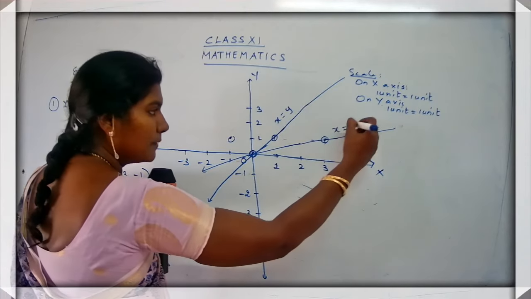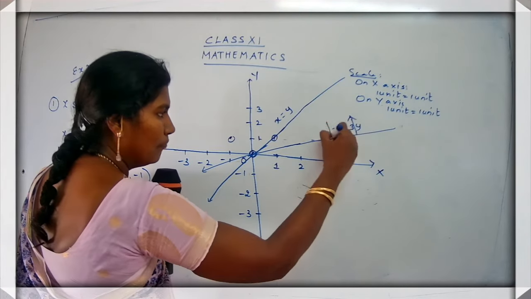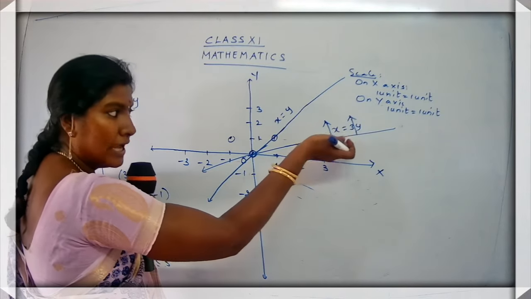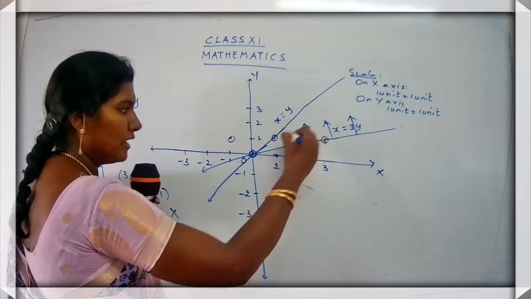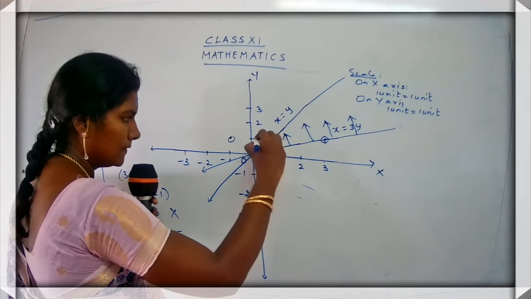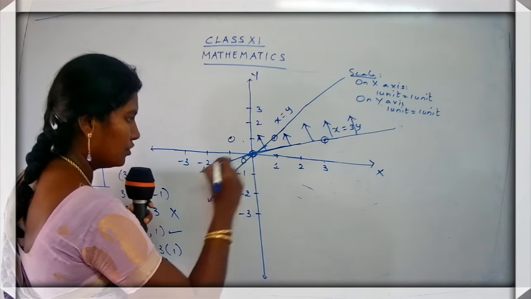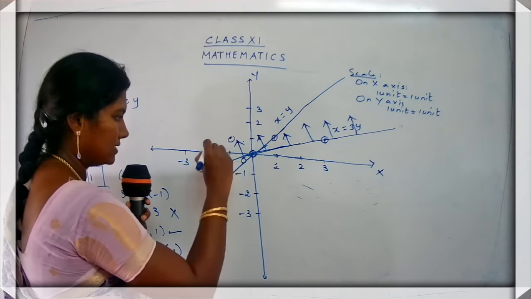So above this part means you have to just show an arrow upward. The area is not going to lie below this line. The area is going to lie above the line. So you have to show an arrow like this. This is a line, yes? Yes. So you are going to show an arrow like this.